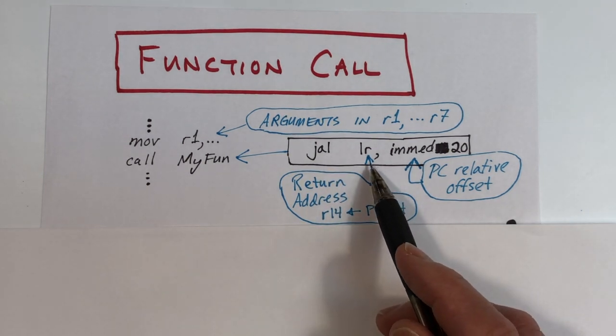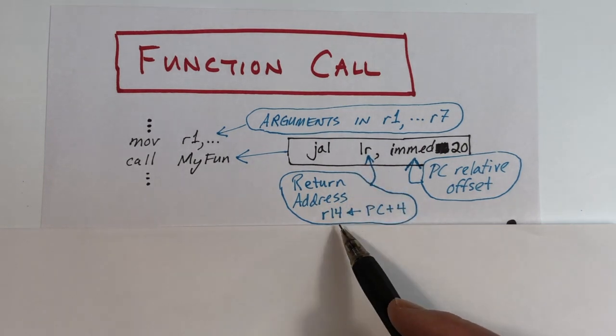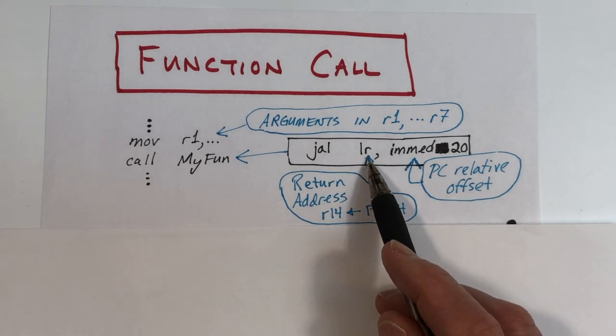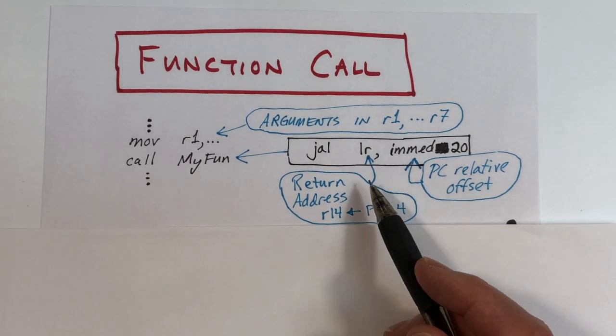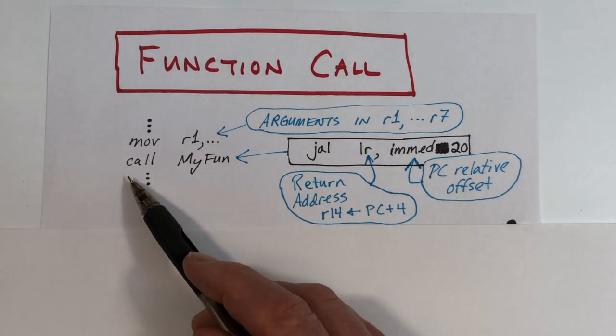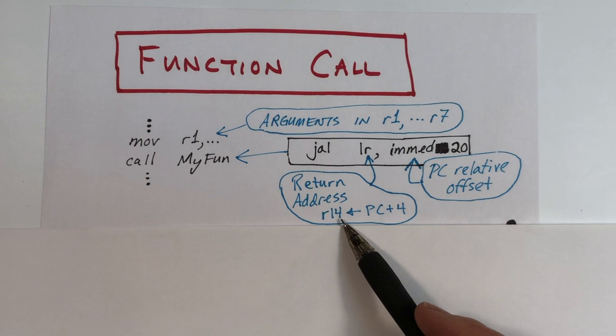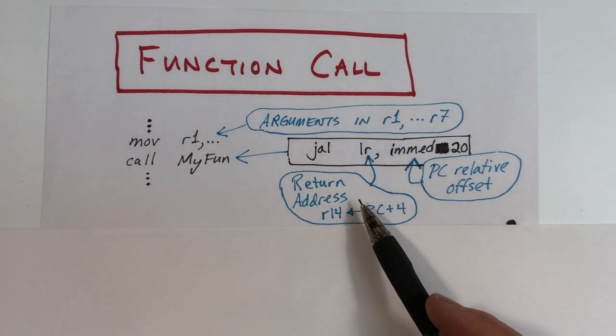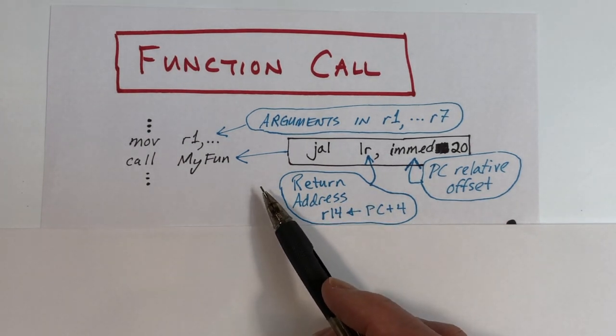The return address is saved in a register, and in this case we always use register 14, which is alternately called the link register, LR. So the address of the instruction to return to, namely right here, is saved in register 14, and that's then used by the return instruction.